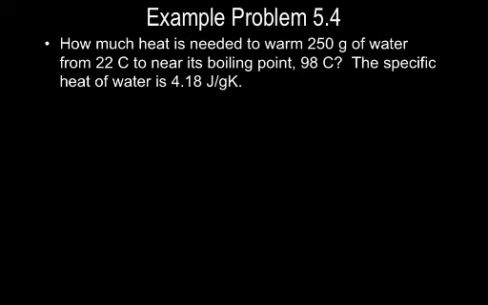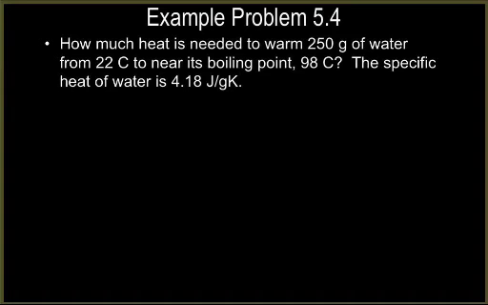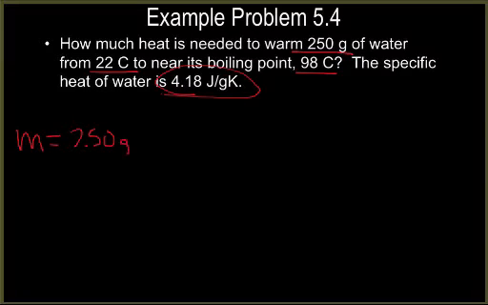So let's look at how we would actually do these problems. We talked about using Q equals MC delta T in class, so this is the formula that we're going to use. For this particular one, we have 250 grams of water. Its temperature changes from 22 degrees Celsius to 98 degrees Celsius, and the specific heat of water is 4.18 joules per gram degree Kelvin. We're going to start by writing down our mass, which is 250 grams.